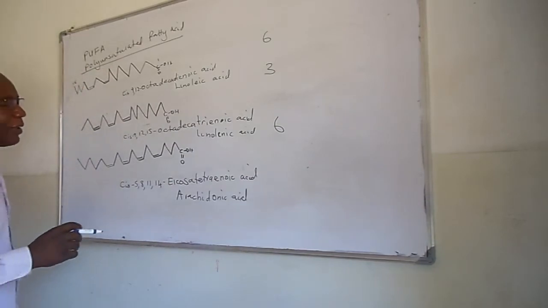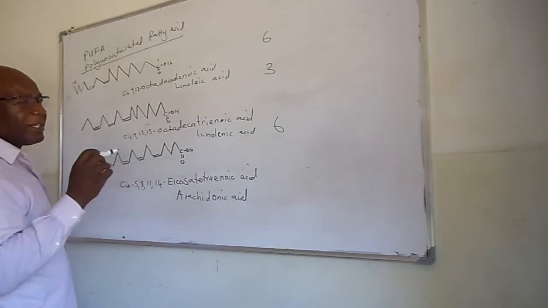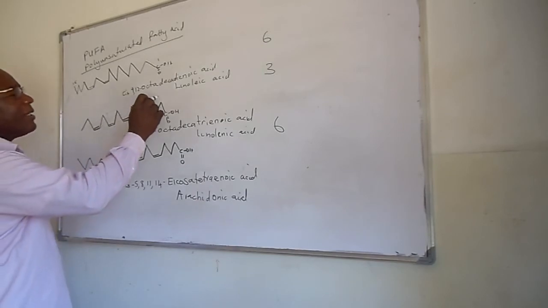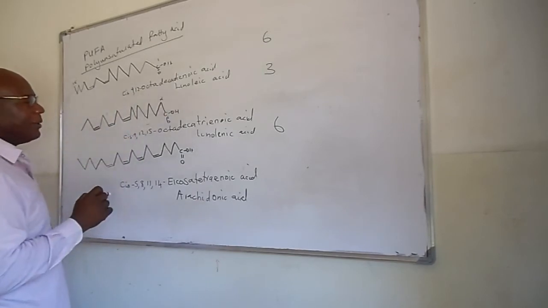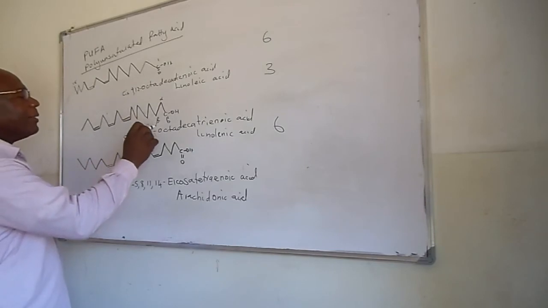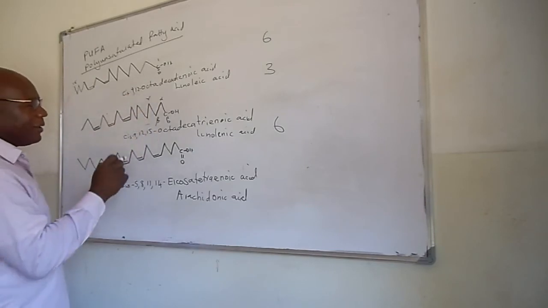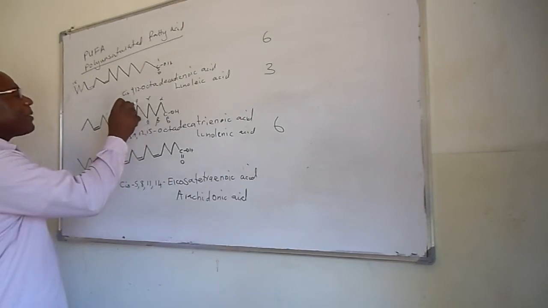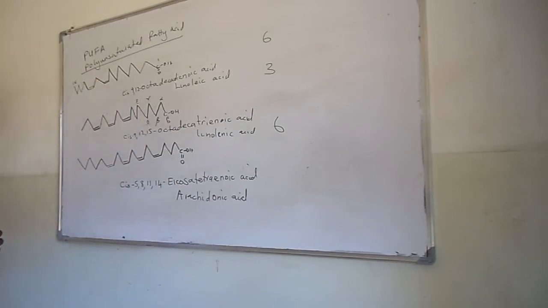So, remember, when you are using the Greek letter in naming acids, we say that this is an alpha carbon. This is a beta carbon. This is a gamma carbon. This is a delta carbon. This is an epsilon carbon, and so on and so forth. The last carbon is said to be the omega carbon. Omega.